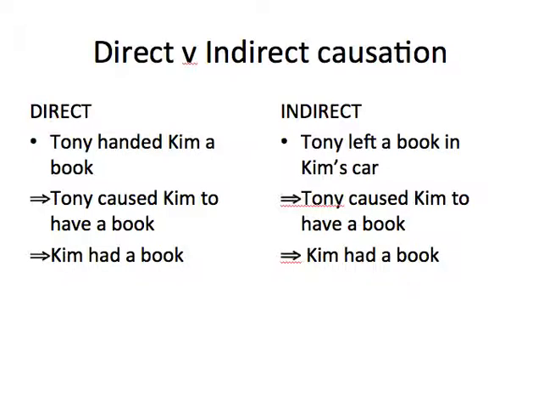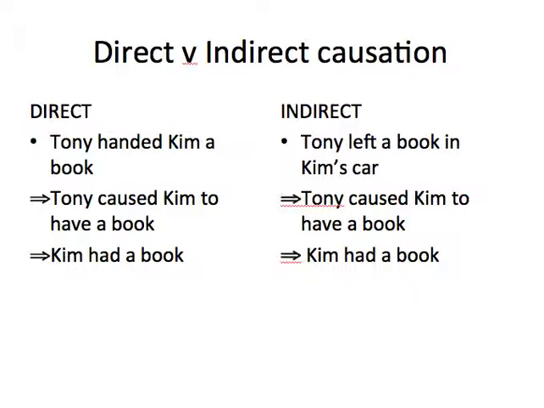We can talk about direct and indirect causation. So if we look at something direct, Tony handed Kim a book, the entailment of that is Tony caused Kim to have a book, or Kim had a book. And what about this though? In an indirect situation, Tony left a book in Kim's car. Now we can also say that Tony caused Kim to have a book, and Kim had a book, whether she knew it or not.